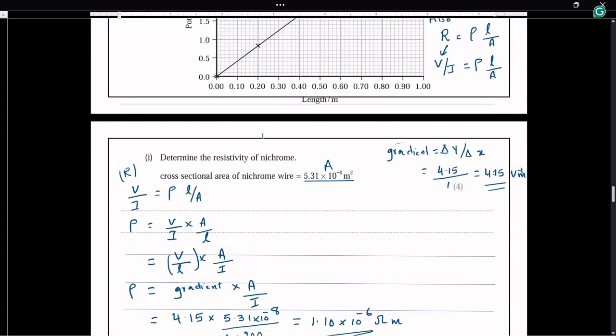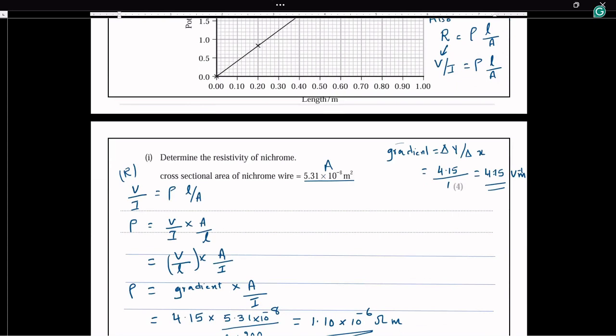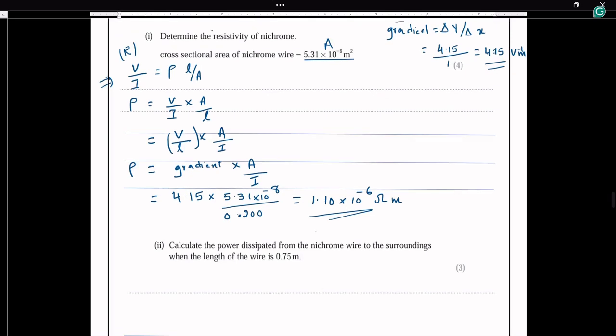So let us see from the beginning. A voltage-length graph is given. From that, what we can calculate from the graph is the gradient, which is delta y by delta x. So gradient is V over L. And also we know that R is rho L over A, or V over I is rho L over A. Now, using that relation, we rearrange, taking rho as the subject, and V over L we bring together as the gradient. Substituting all the values, we get an answer of 1.1 times 10 to the power of negative 6 ohm meter.